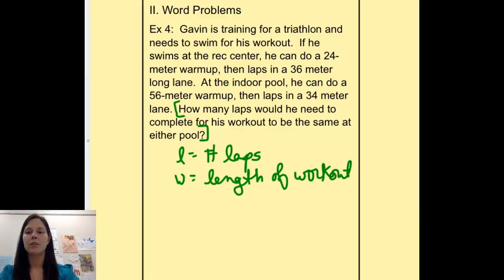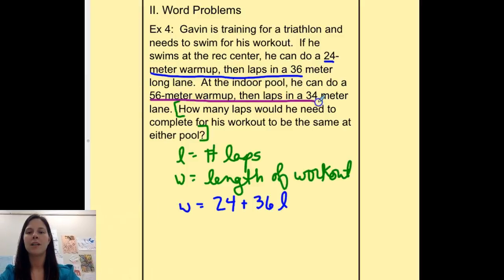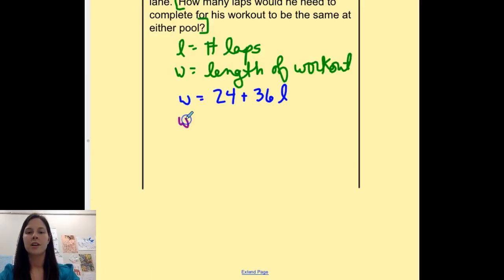At the first pool, he can do a 24-meter warm-up, then laps in a 36-meter lane. So his total workout will equal the length of his warm-up plus 36 times the number of laps that he takes in that pool. The second pool has an option of a 56-meter warm-up, then laps in a 34-meter lane. So his second workout would be a 56-meter warm-up plus 34 times the number of laps.